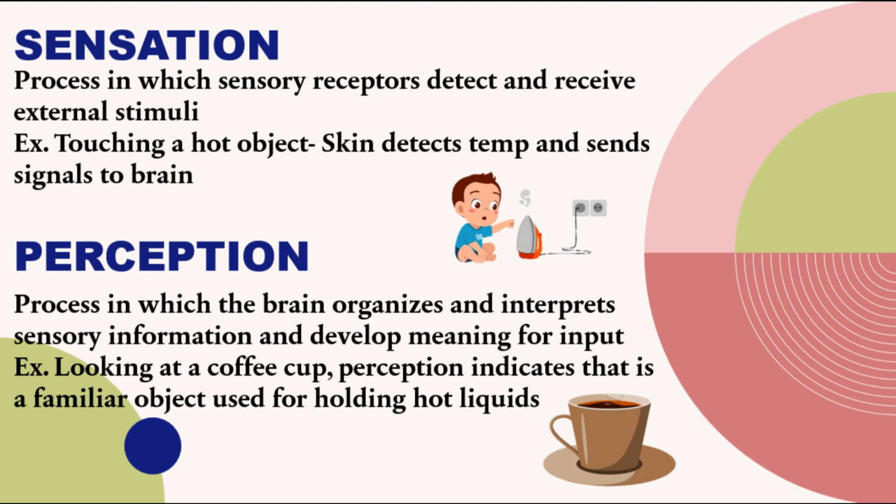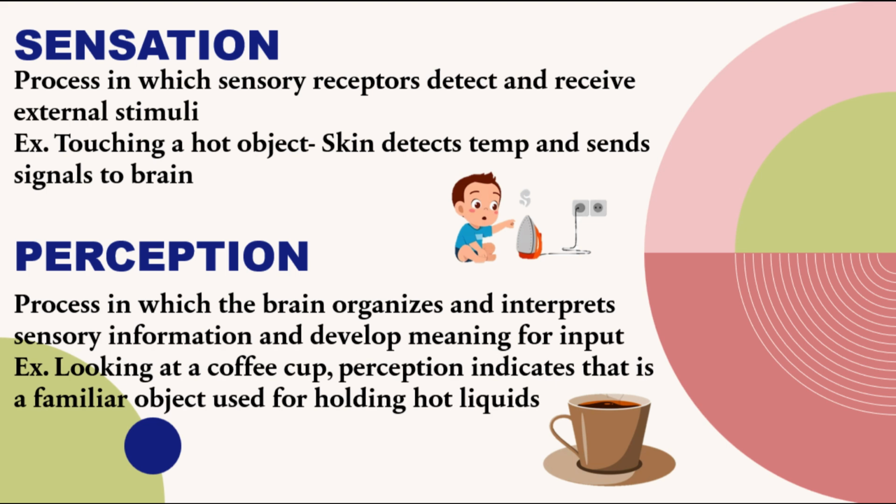For example, when you touch a hot object, specialized sensory receptors in your skin detect the temperature and send signals to your brain, signaling that the object is hot. Perception is the process by which the brain organizes and interprets sensory information to create a meaningful and conscious experience of the world. It involves making sense of the sensory input and forming a mental representation of the environment.